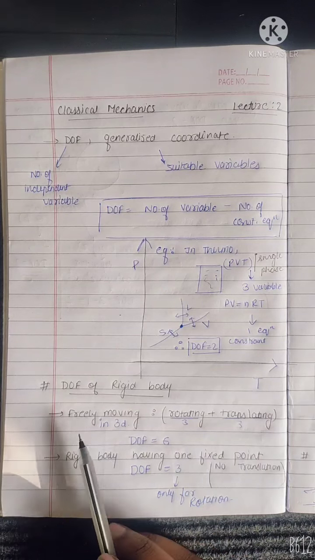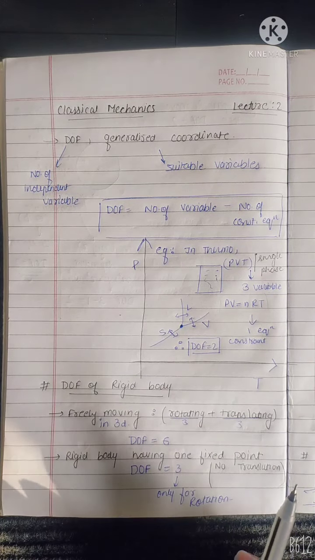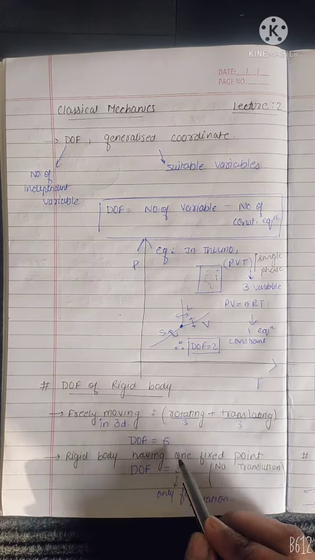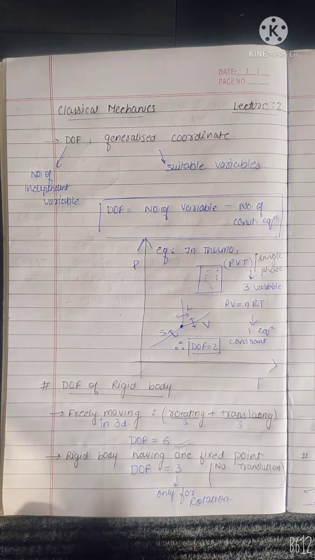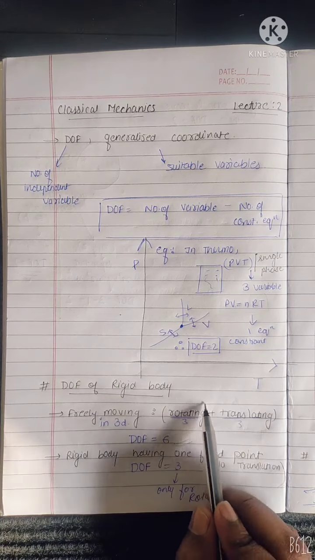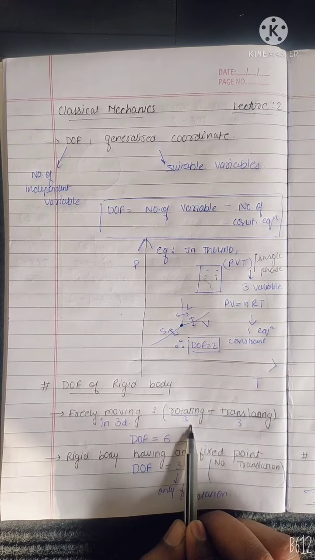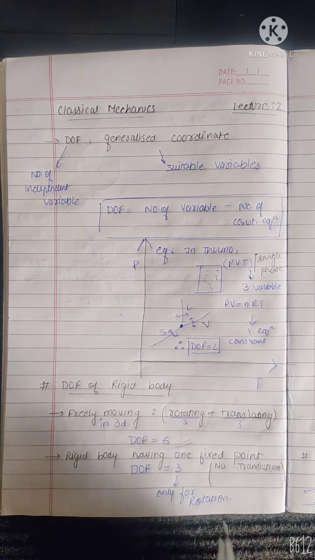A freely moving rigid body in 3D will have degree of freedom 6. See, the thing is, it is free. No bond, no dependency, nothing. No restriction, no constraint, nothing. Just a 3D body moving freely. 3 for rotation and 3 for translation. So its degree of freedom will be 6.